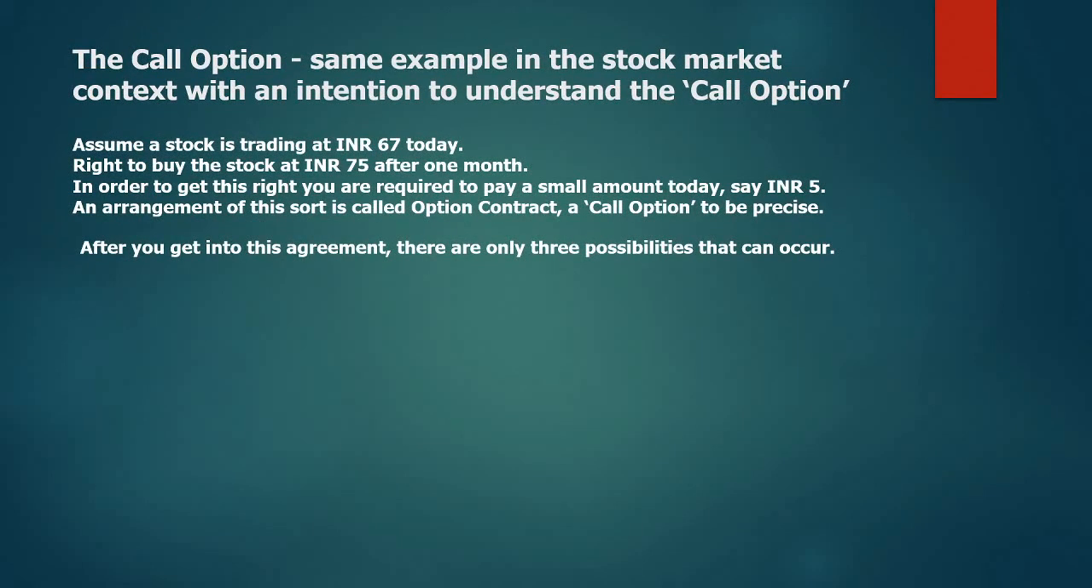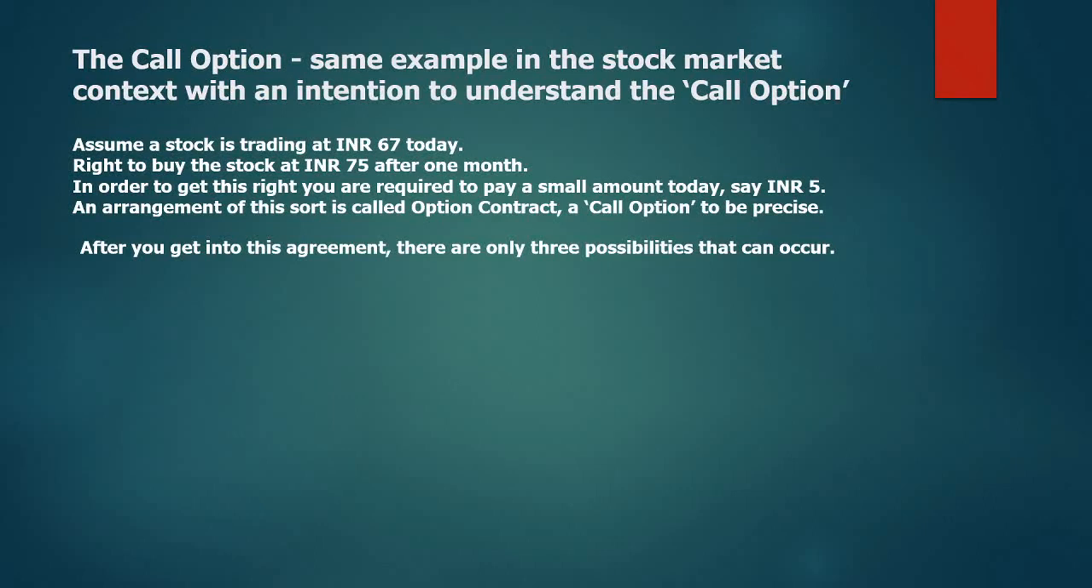Now I hope you have understood the basics of what a call option is. Now let us incorporate that call option into stocks. Assuming a stock is trading at INR 67 today, you have the right to buy the stock at INR 75 after 1 month. In order to get this right, you are required to pay a small amount today, say INR 5. An agreement of this sort is called an option contract, a call option to be precise.